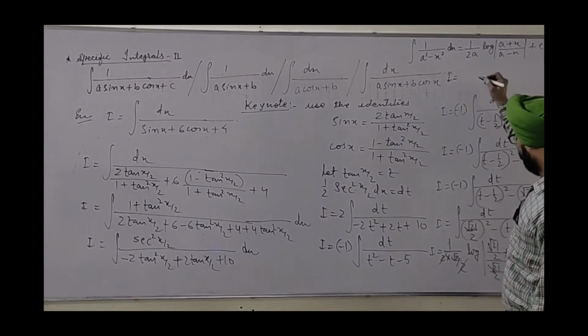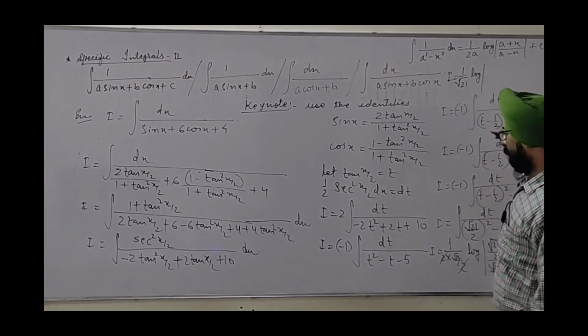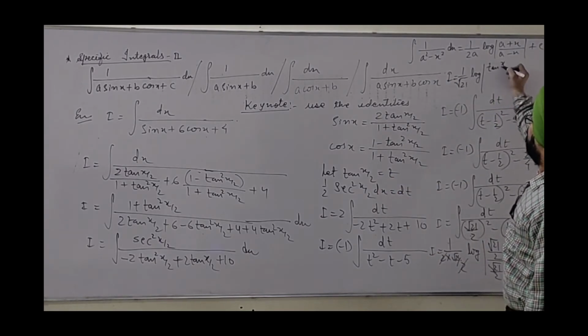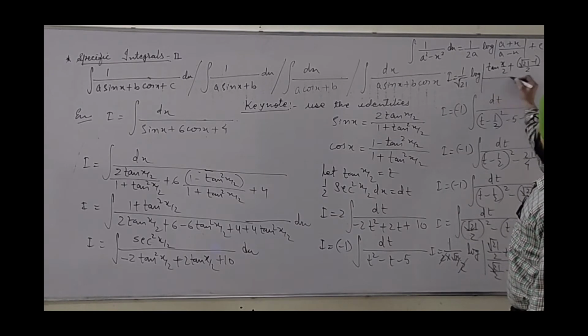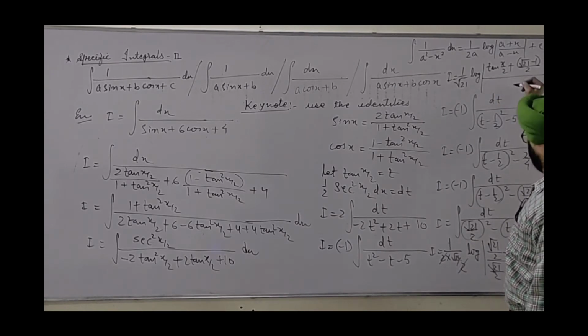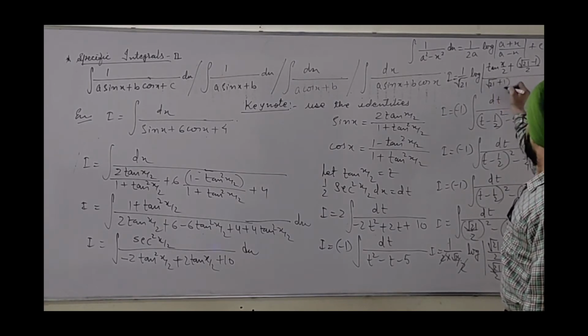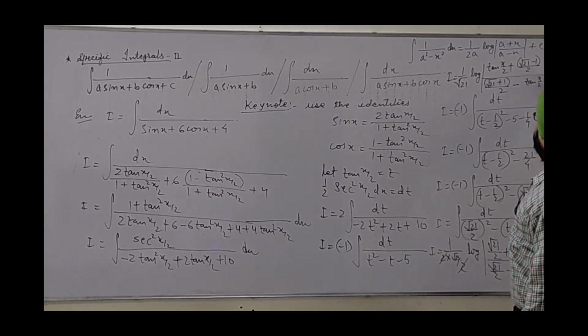let me use this space, 1 upon root 21 log of, and the value of t was tan x by 2, so we can write tan x by 2 plus root 21 minus 1 upon 2. Below we have root 21 plus 1 by 2 minus tan x by 2 plus c.